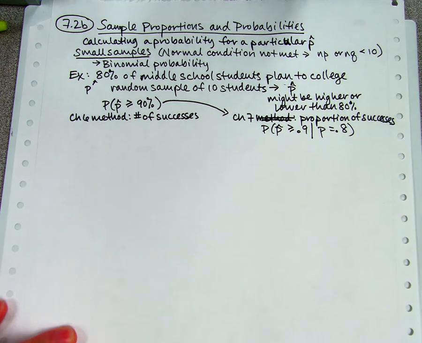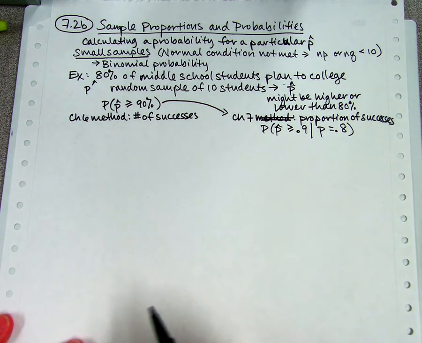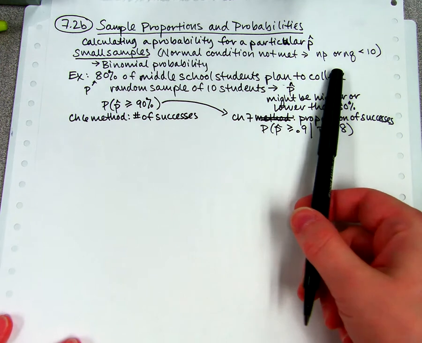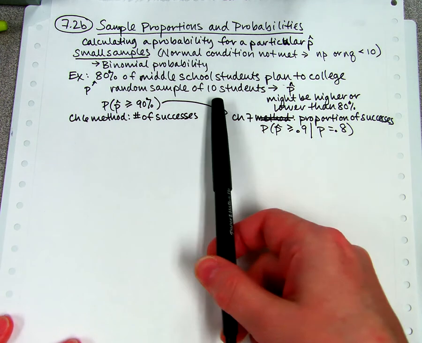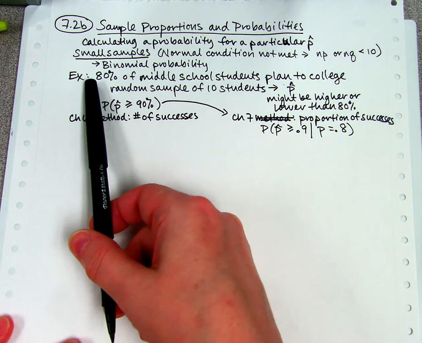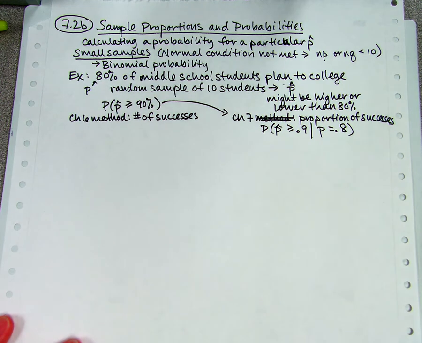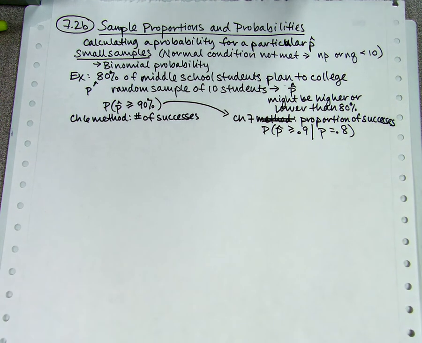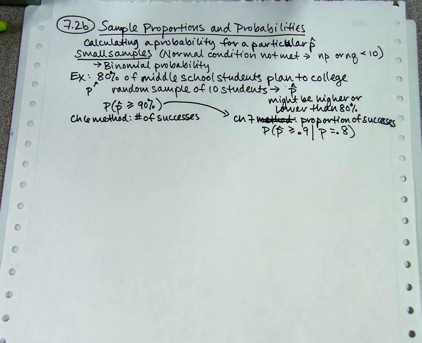But we're going to use a chapter 6 method to do this because my normal condition is not met. So you don't have to write this part down, but that 10 students is a really small sample. And if I do n times p, which is 10 times 0.8, that's only 8 students. That's way less than the 10 that would make it big enough for the normal condition. So I can't use a normal curve.